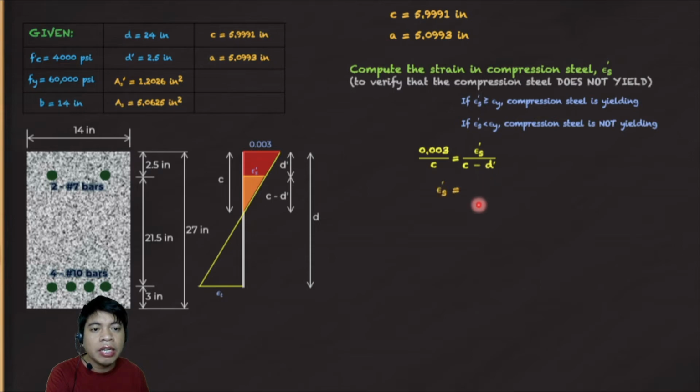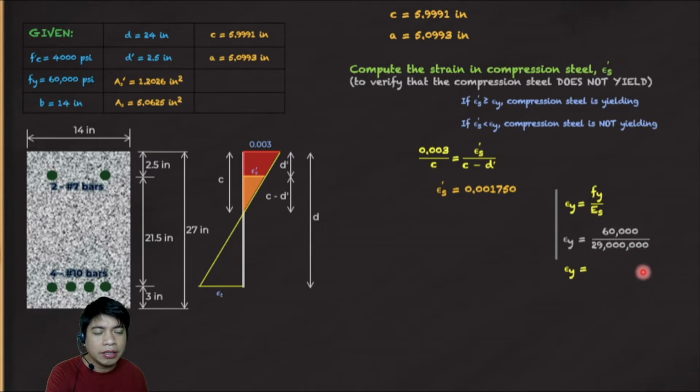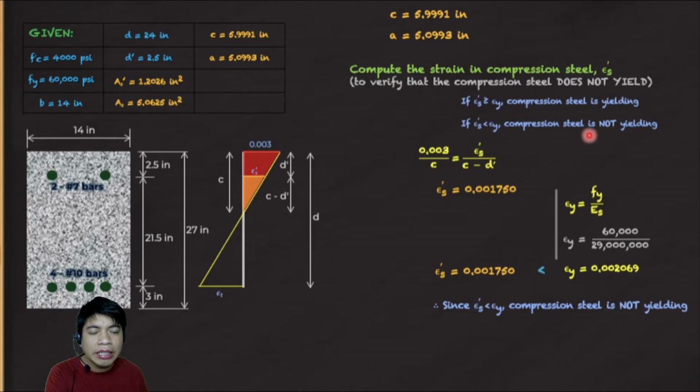So, ang mangyari dito, the compression steel strain is 0.001750. Okay, ngayon guys, i-compute ulit natin si yield strain. Wala namang magbabago sa ating solution kanina. Same lang yon. So, yung ating yield strain is 0.002069. So, ngayon, i-compare natin siya sa ating compression steel strain, and take note, our compression steel strain na 0.00175 is less than sa ating yield strain. So therefore, hindi siya mag-yield.